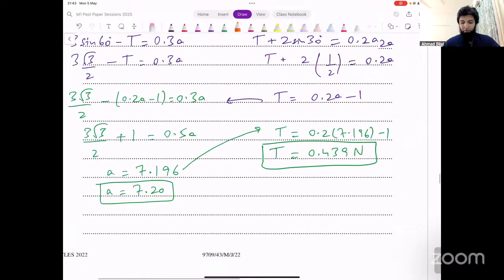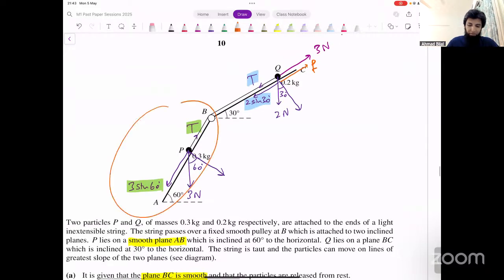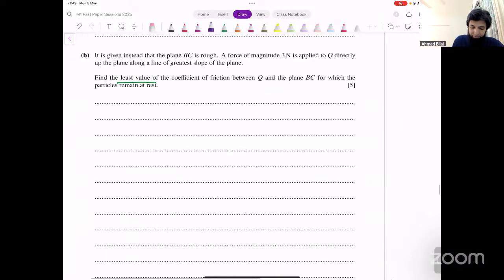So all you have to do is, first of all, equate the opposite forces. Let's see what we get from that. First of all, for particle P, we've got the same two forces acting, T and 3 sine 60. So for P, we can say T is equal to 3 sine 60. That gives us T equal to 3 root 3 over 2. We're talking about rest, right? That's equilibrium, so we equate the opposite forces.